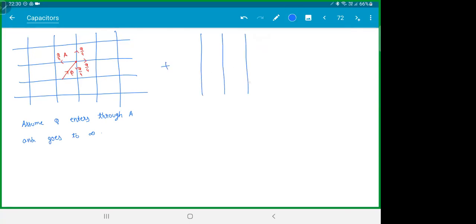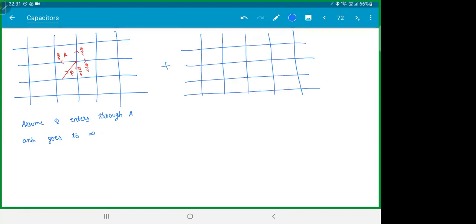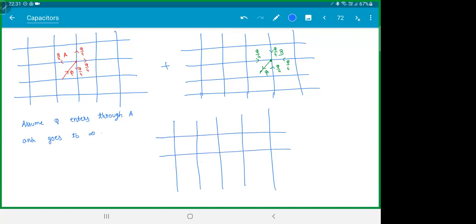Plus, suppose only B is there, and let's say you pull Q charge out of B. Now what will happen? Because of symmetry, you get Q by 4. Now, if you combine both of them, look at the idea here. If you do both at the same time, that means if you push charge Q through A, you get Q by 4 in this branch. If you pull Q from here, we get Q by 4 in this branch. Agreed?